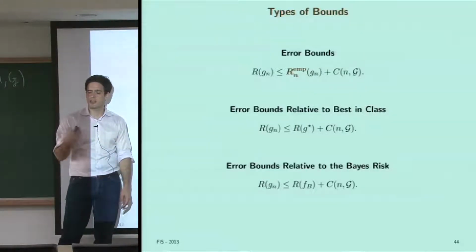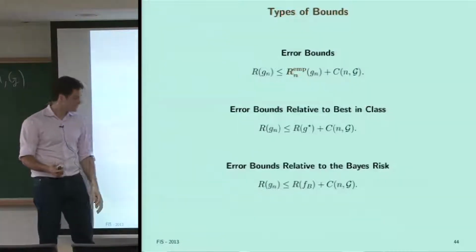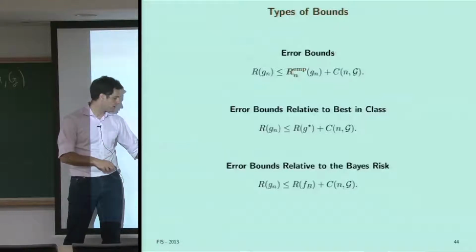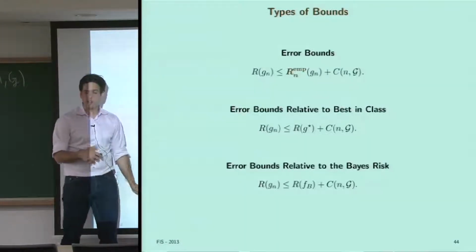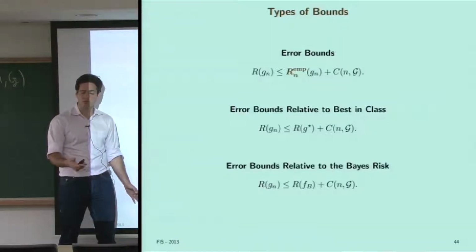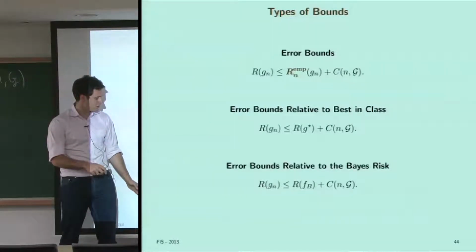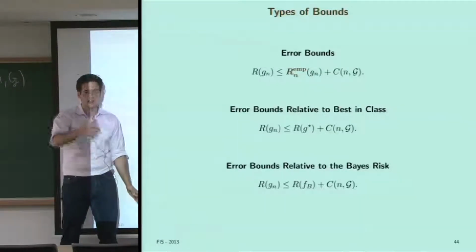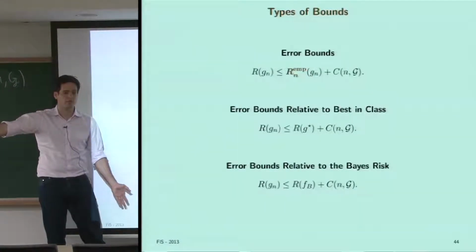Imagine that I give you an algorithm whose real risk, the real risk of g n, of the algorithm, is smaller than the real risk of the best possible function, so the base risk, plus some constant which depends on n and on g, which would decrease very quickly with n being big.